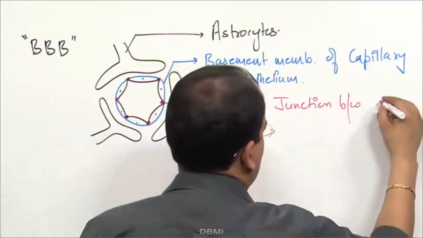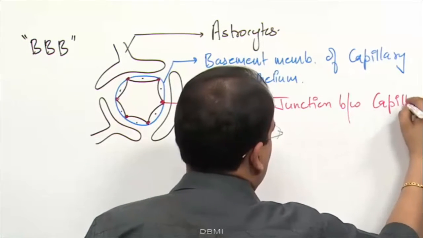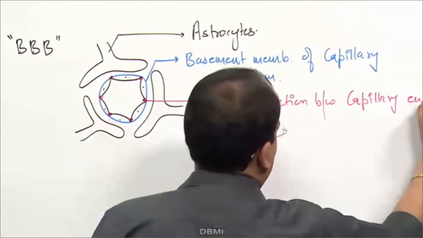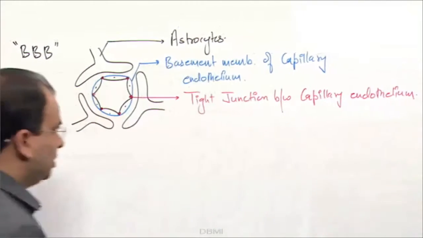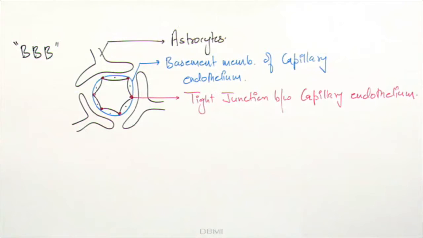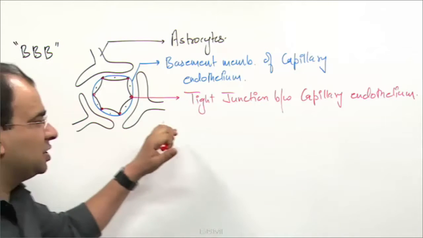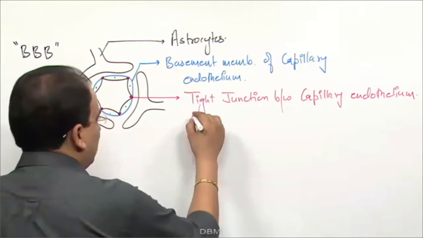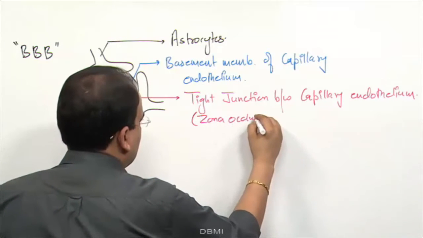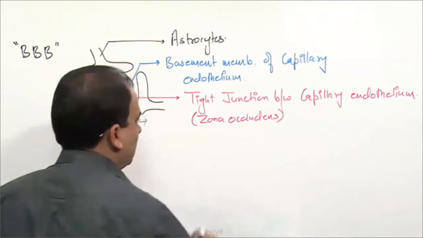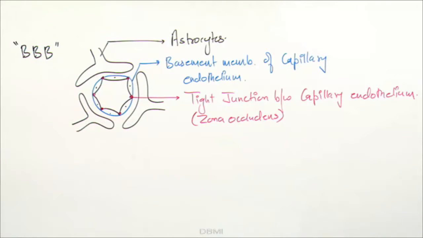Tight junction between capillary endothelium. So we have three components for the blood-brain barrier: the astrocytes, the basement membrane of capillary endothelium, and the tight junction. Tight junctions are also called zona occludens. Zona occludens between the capillary endothelium.